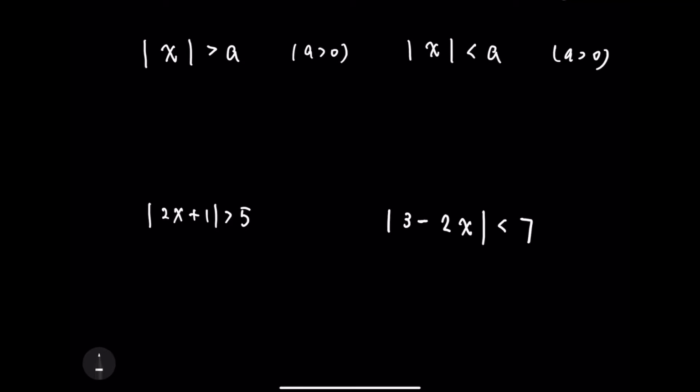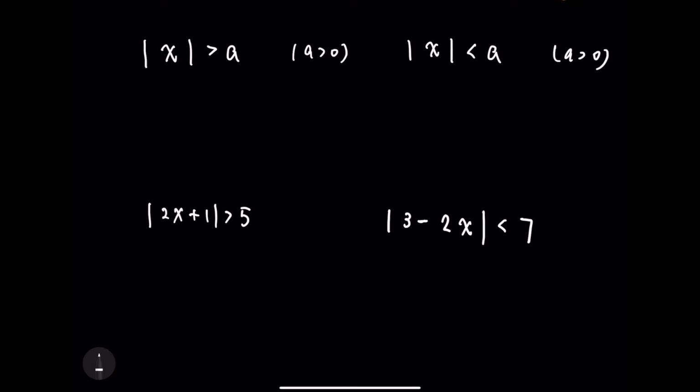Okay, let's see how to solve absolute value inequalities. So we know the absolute value means distance to the origin, right? So if you have absolute value bigger than a, let's say a is some positive number. So what does that mean?